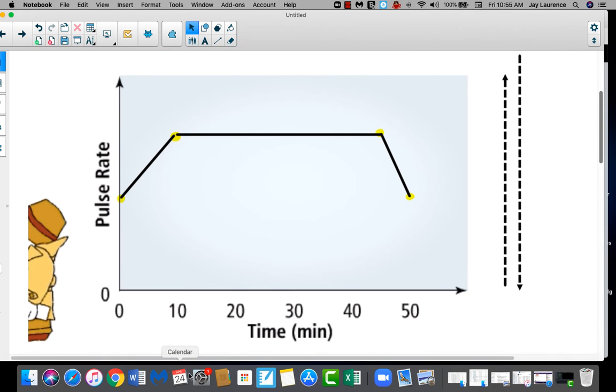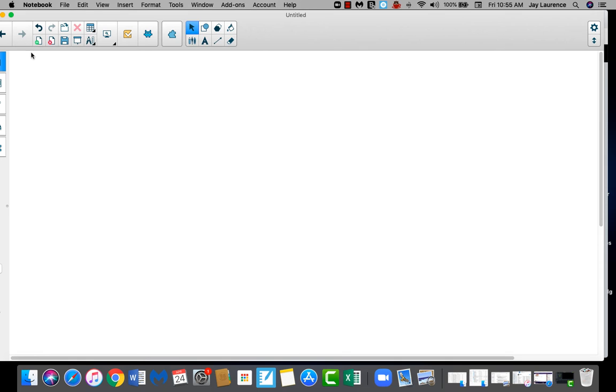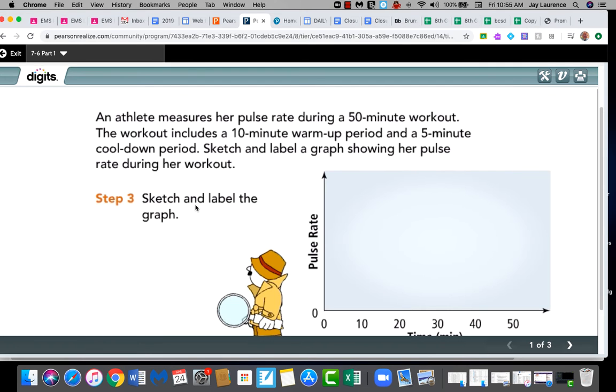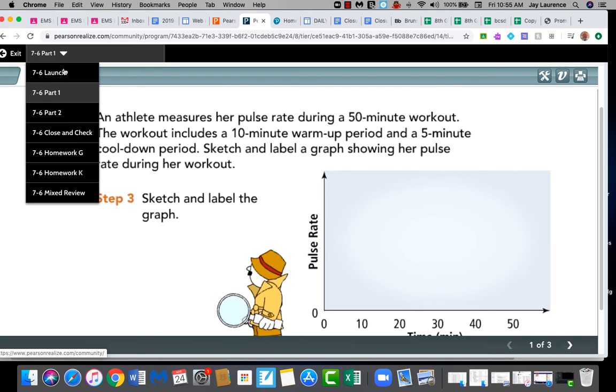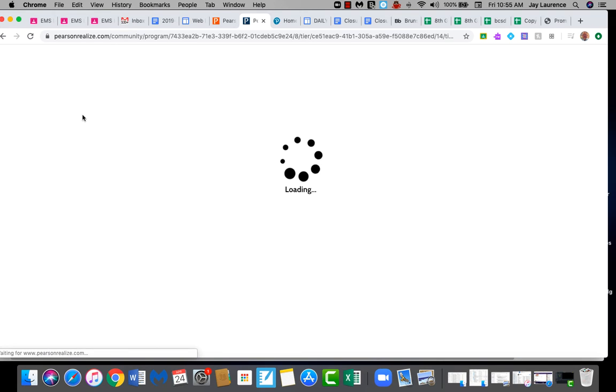Let me see. I think I want to jump. Yeah, I want to go back to here and bring up part 2. Having a little trouble here. There we go.